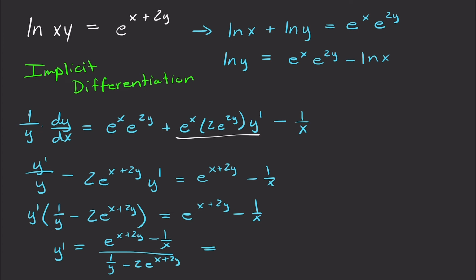And by simplifying, by multiplying by xy on both sides, or on top and bottom, you can write this as xy e to the x plus 2y minus y all over x minus 2xy e to the x plus 2y.